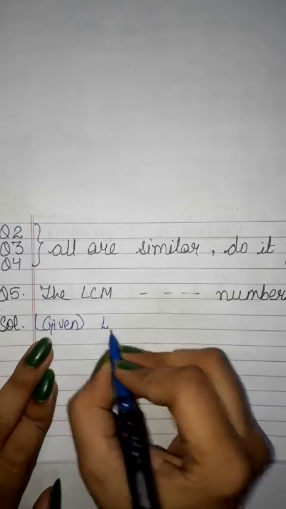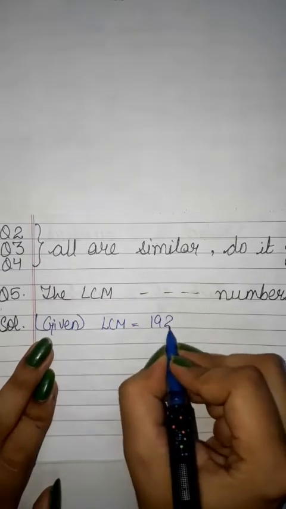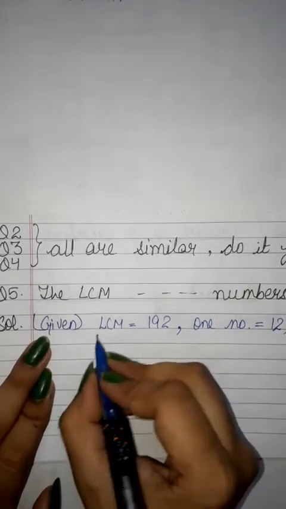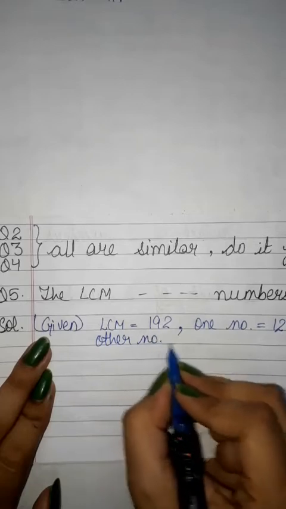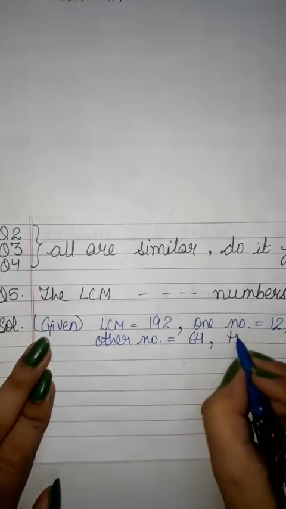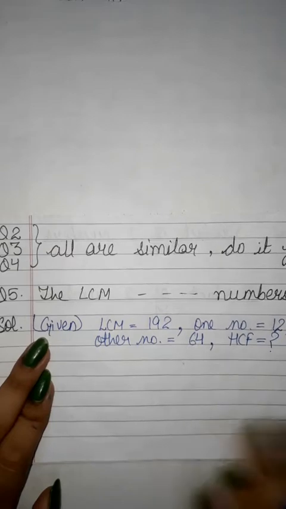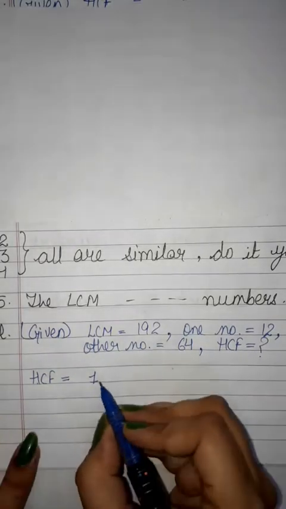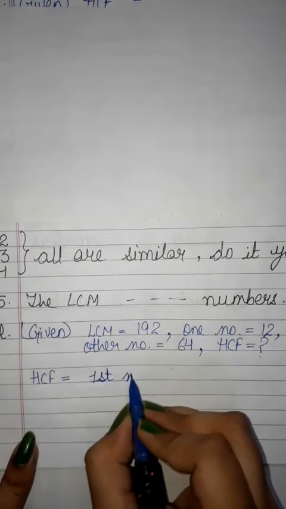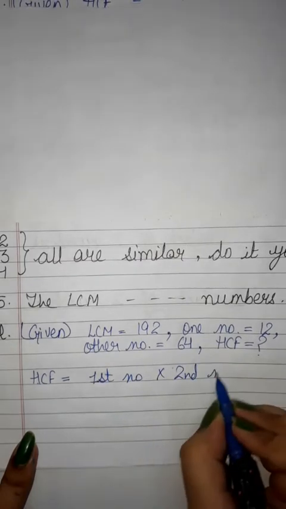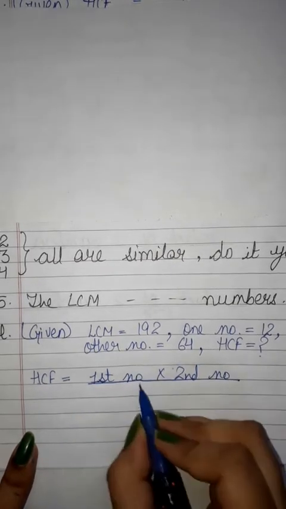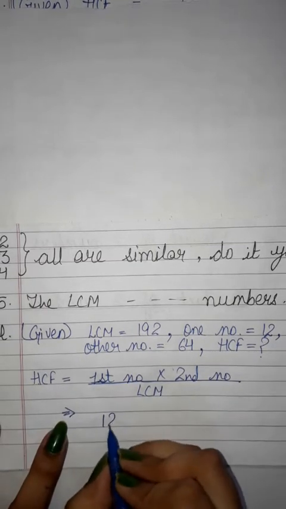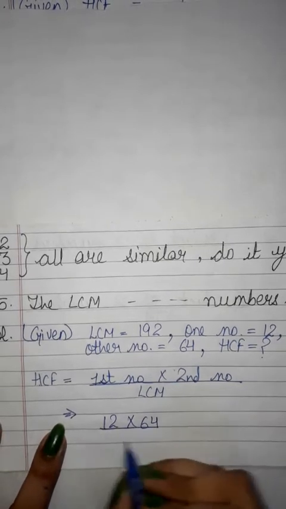What is given? LCM is 192. One number is given, 12. Other number is given, 64. And what are you required to find? HCF. This you have to find. So children, you know the formula of HCF. HCF is equal to the product of two numbers, first number into second number, divided by LCM. Now put the values. What is the first number? 12 into 64 divided by 192.